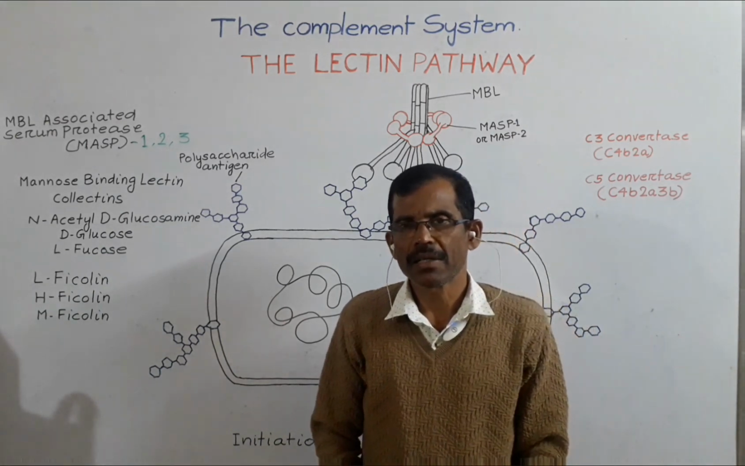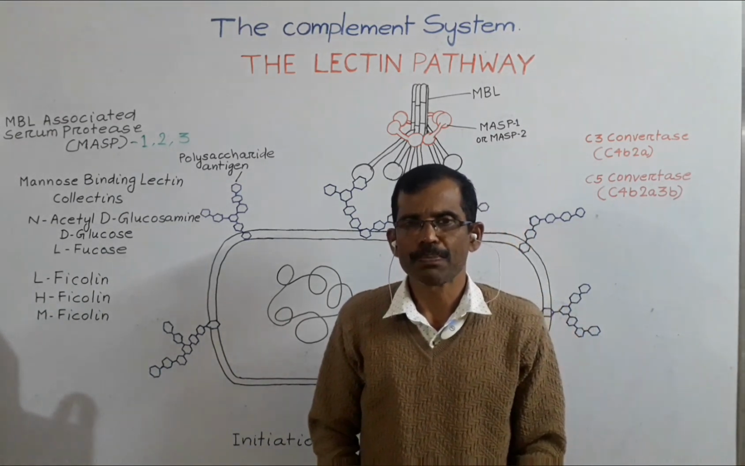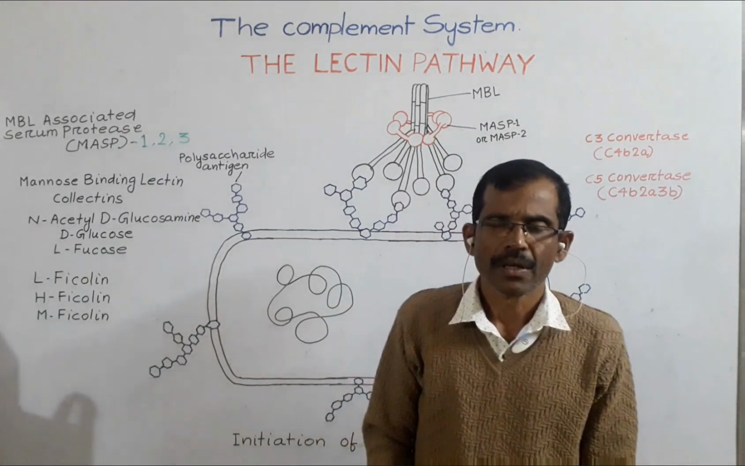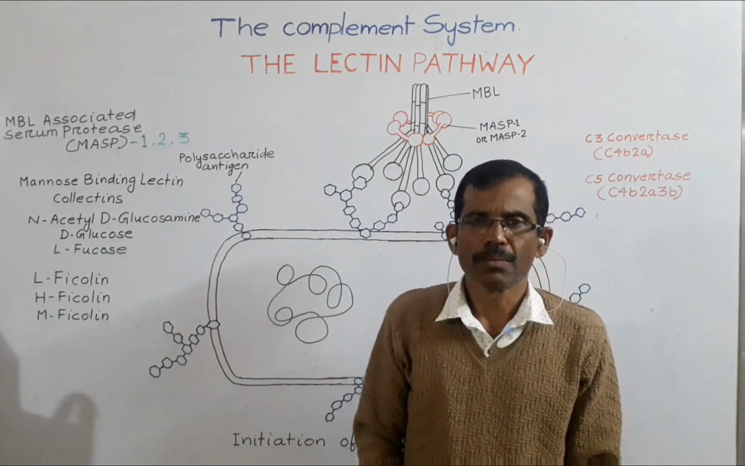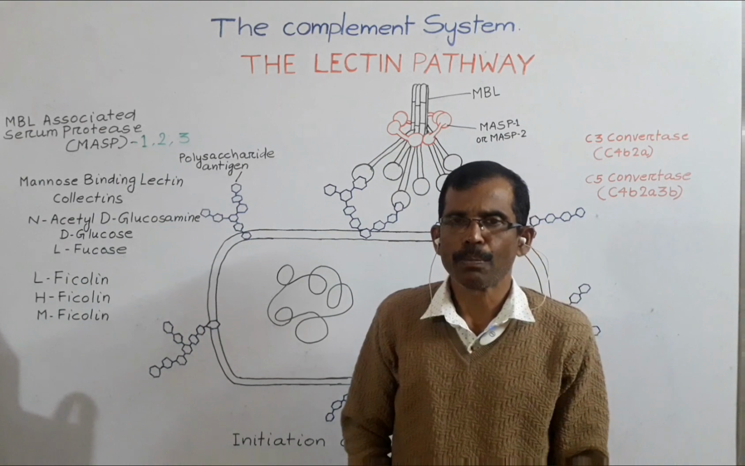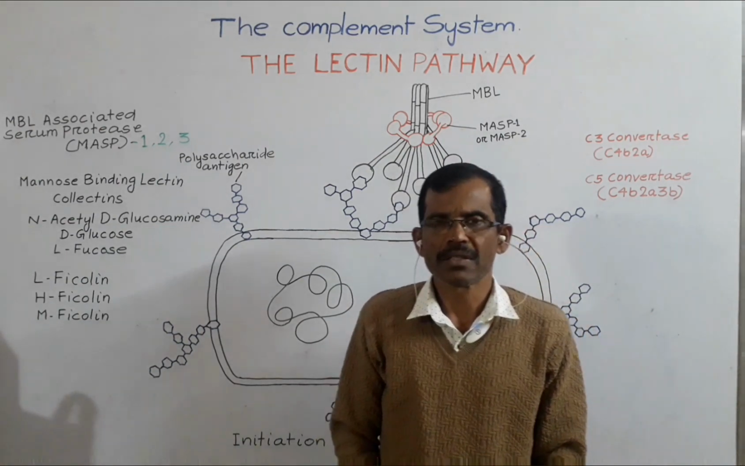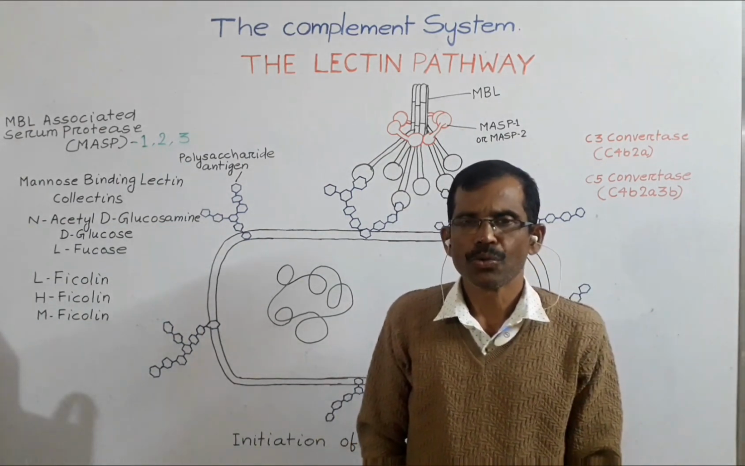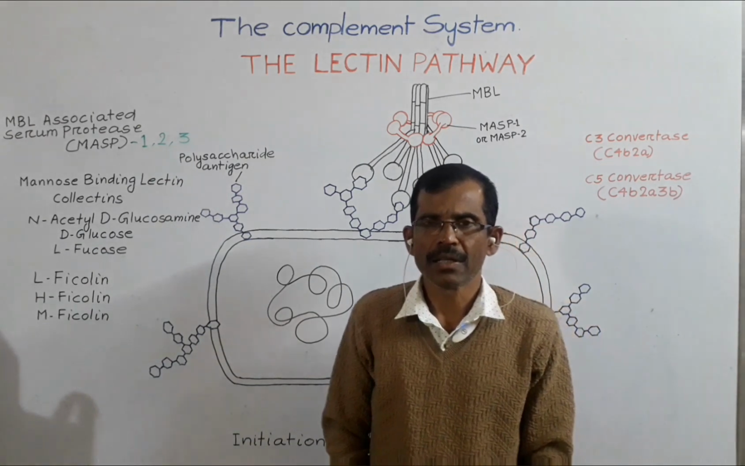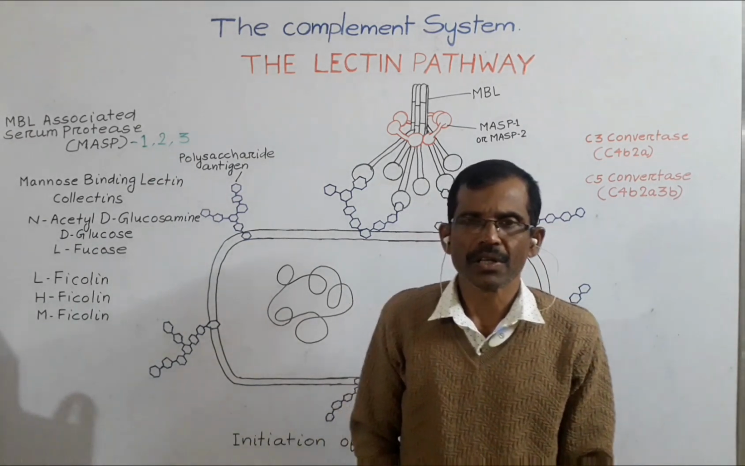Mannose binding lectin is constitutively expressed by the liver. It is structurally similar to the C1q component of the complement system. It belongs to a subclass of lectins known as collectins.